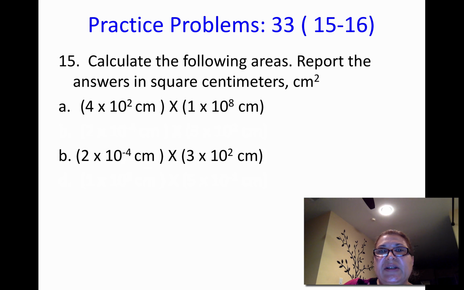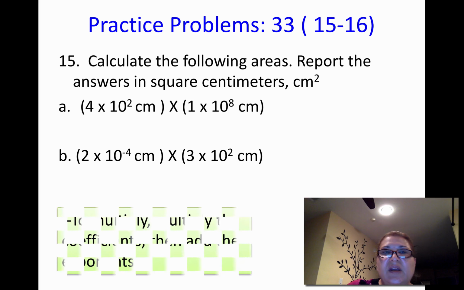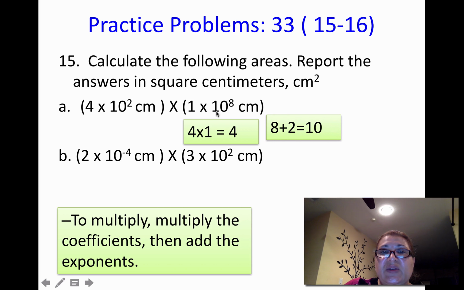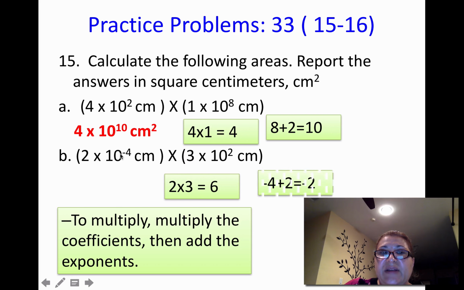Now multiplication and division. When you multiply the coefficient, add the exponent. So 4 times 1 is 4. 8 plus 2 is 10. So 4 times 10 to the 10. This one is 2 times 3 is 6. -4 plus 2 is -2. So 6 times 10 to the -2.